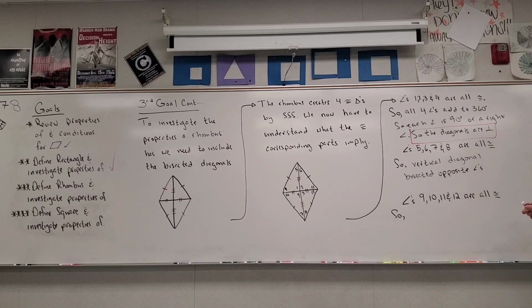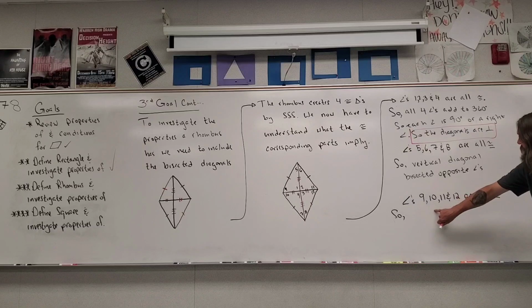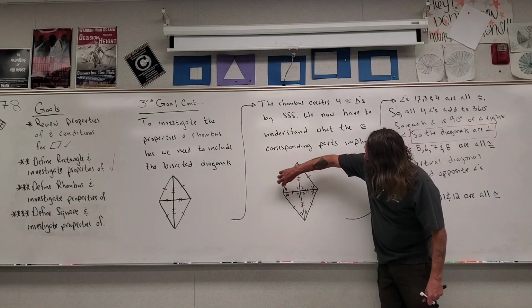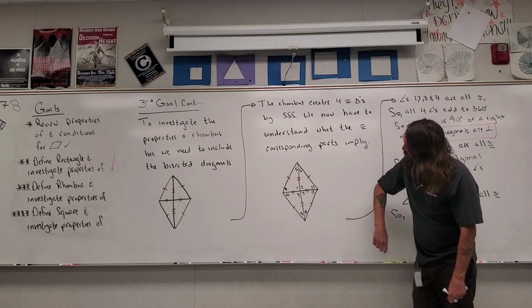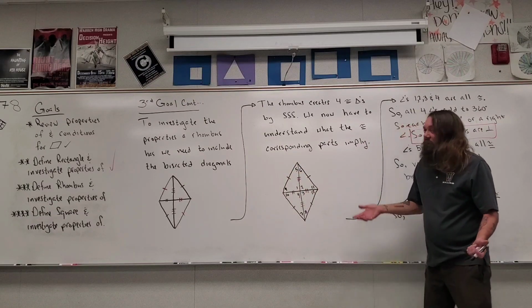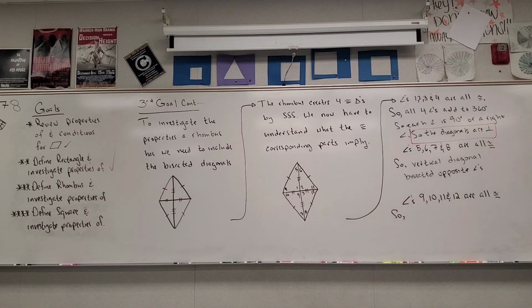All right, and finally, angles 9, 10, 11, and 12 are all congruent. 9 and 10 are the same, so that angle got bisected. 11 and 12 are the same, so that angle got bisected. And so angles 9, 10, 11, and 12 are all congruent, so the horizontal diagonal bisected the opposite angles.